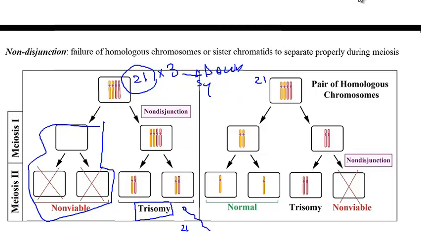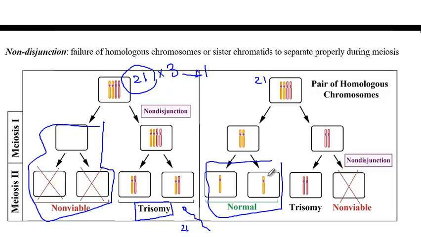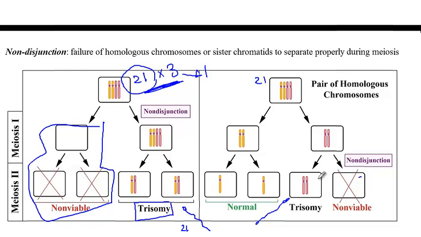Another way of having non-disjunction is during meiosis 2. So during meiosis 1, here you can see that homologous chromosomes have properly segregated from each other. Here on this half, also sister chromatids properly segregated. So these eggs will yield normal progenies. However, on the other side, there was a non-disjunction. So half of these gametes will be non-viable because they don't have any chromosome, and the other half, since they have an extra copy, once they are combined with the sperm, they would give rise to 3 copies of chromosome 21. So this gamete, if it yields a progeny, that would be an example of Down syndrome.